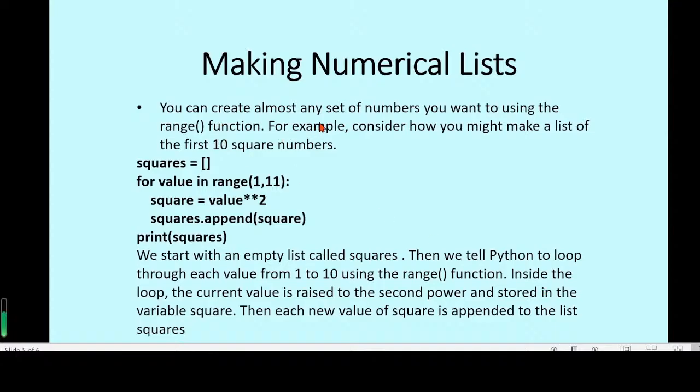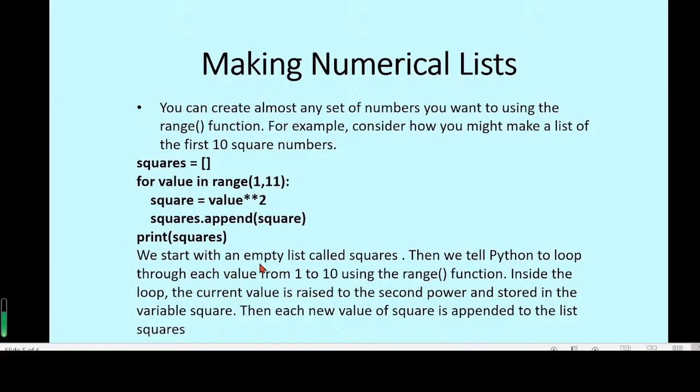And you can create almost any set of numbers you want using the range function. For example, consider how you might make a list of the first 10 square numbers. We start with an empty list, then write a for loop. For each value in the range 1 to 11, not including 11, we calculate the square of this value, then assign it to the square variable. Then in the list of squares, we append this square, and so on. Then when the for loop is finished, we print out this squares list.